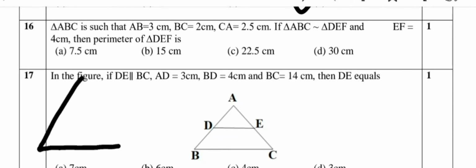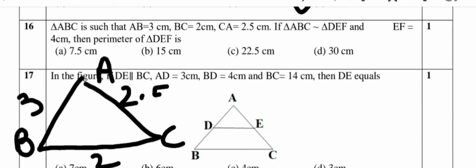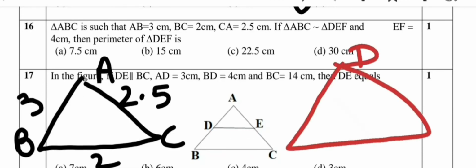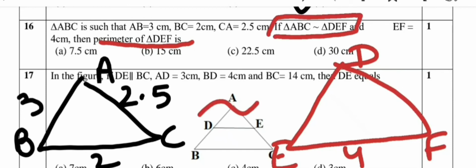Option D. Next question. A triangle ABC is such that AB is 3 centimeter. Let us draw the triangle ABC such that AB is 3 centimeter, BC is 2 centimeter, CA is 2.5. Another triangle we have, triangle DEF. Let's write their names in order. And EF is 4 centimeter. Then the perimeter of triangle DEF. We need to find the perimeter of this red triangle.